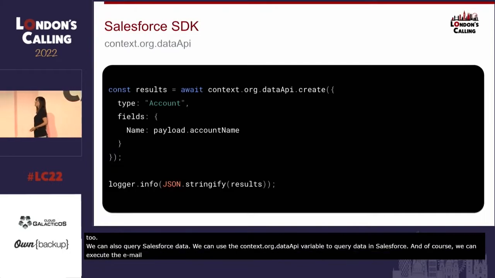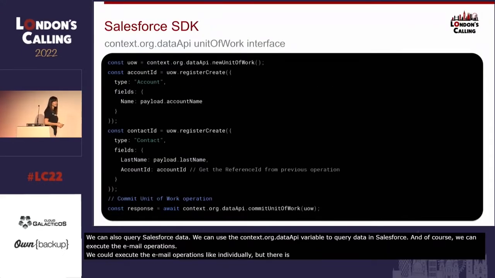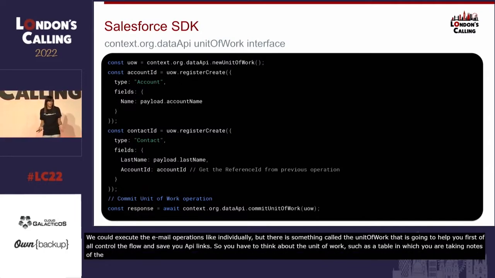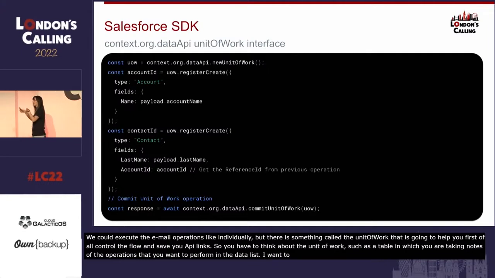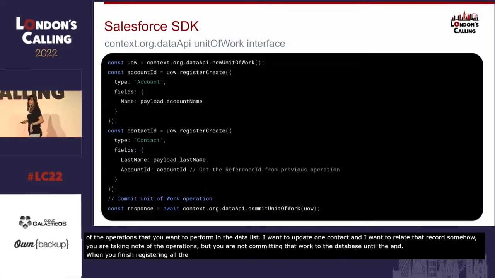We could execute DML operations individually, but there is something called the unit of work that is going to help you, first of all, control the transaction flow, and second, save you API limits. So you have to think about the unit of work as a table in which you are taking note of the operations that you want to perform in the database. I want to insert one account, I want to update one contact, and I want to relate those two records somehow. You are taking note of the operations, but you are not committing that work to the database till the end. When you finish registering all the operations that you want to perform, then you can do a commit, right?